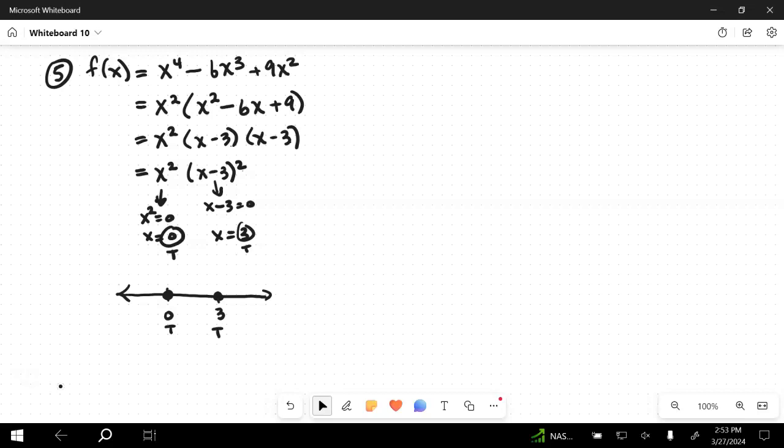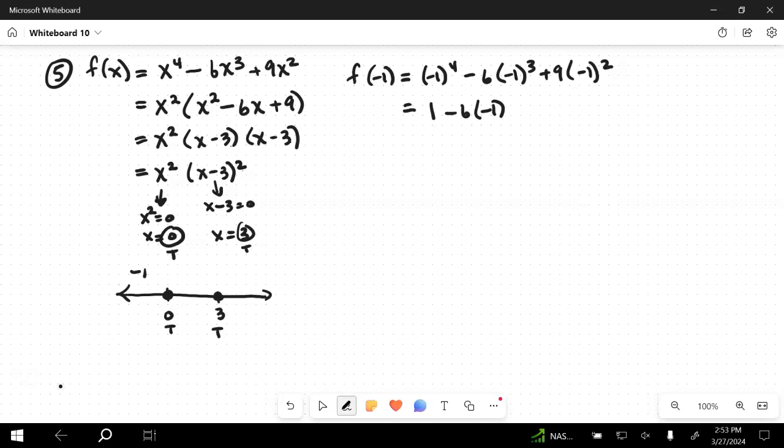Now I'm interested in where does it start, above or below the axis. I'm going to plug the negative 1 into the original function. We're going to get negative 1 to the 4th minus 6 times negative 1 to the 3rd plus 9 times negative 1 squared. The negative 1 to the 4th is positive 1. That's going to be minus 6 times a negative 1 plus 9 times a positive 1. 1 plus 6 plus 9 is a positive 16. Because it's positive, it tells me that my function starts above. I'm going to come down and touch, come down and touch.